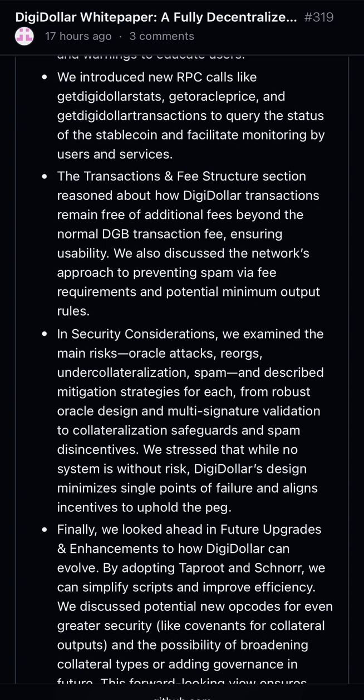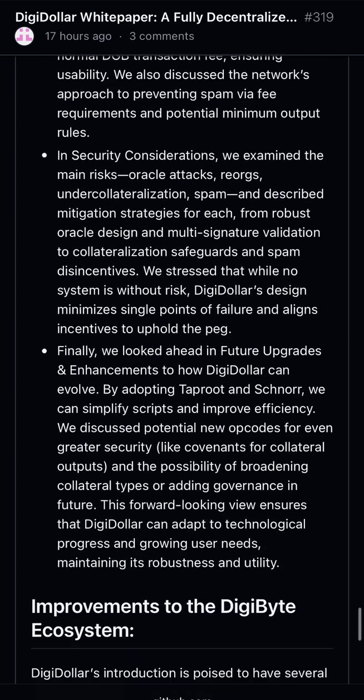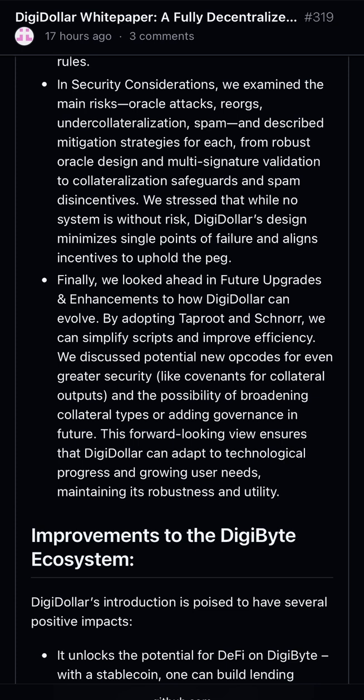The transactions and fee structure section reasoned about how DigiDollar transactions remain free of additional fees beyond the normal DGB transaction fee, ensuring usability. We also discussed the network's approach to preventing spam via fee requirements and potential minimum output rules. In security considerations, we examined the main risks: oracle attacks, reorgs, under-collateralization, and spam, and described mitigation strategies for each, from robust oracle design and multi-signature validation to collateralization safeguards and spam disincentives.